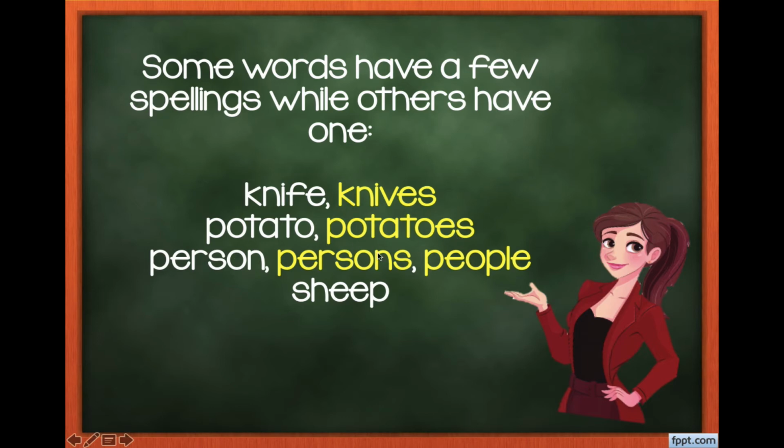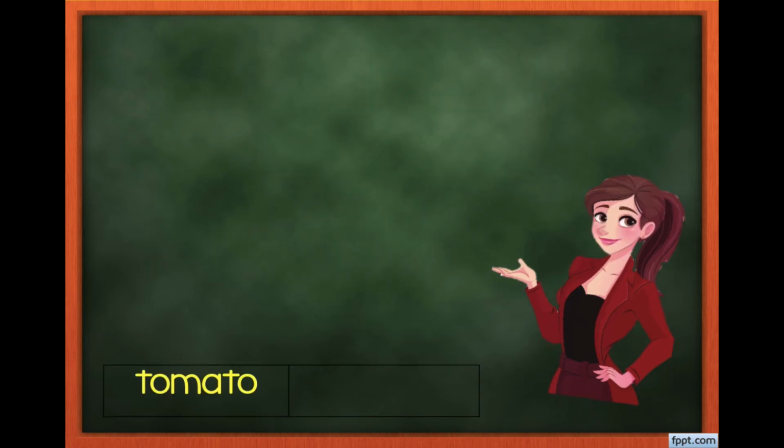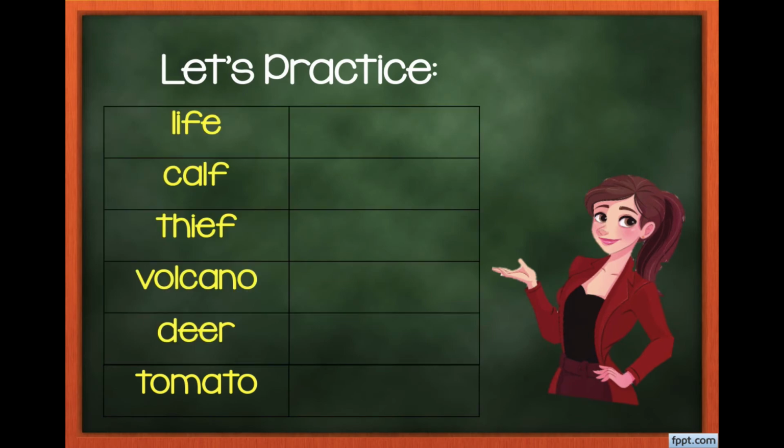Person becomes persons and people. And sheep is interesting. Even if I have one sheep, that's the same spelling of the word I'm going to have if I have 4 sheep. See how some of these just don't follow a rule? How confusing. But we'll get it with a little bit of practice.